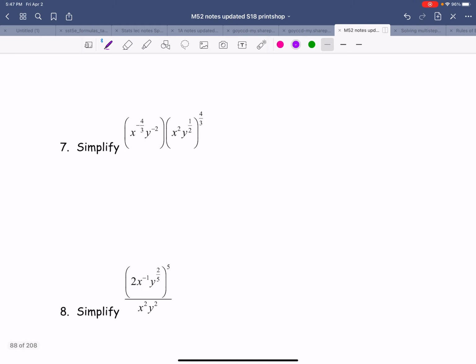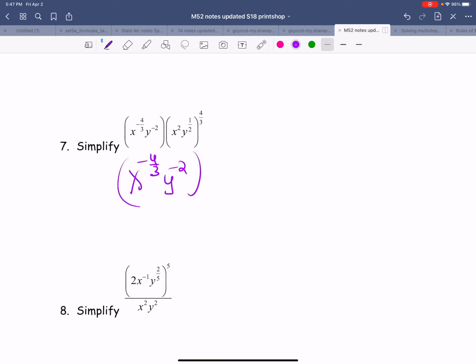Okay, next problem. Here we have multiple things going on. First of all, there's two parentheses. In the first parentheses, I don't have two of the same bases, and there's not a whole lot to do in the first parentheses, so I'm going to leave it like this. And in the second parentheses, this outer exponent is going to multiply with inner exponents.